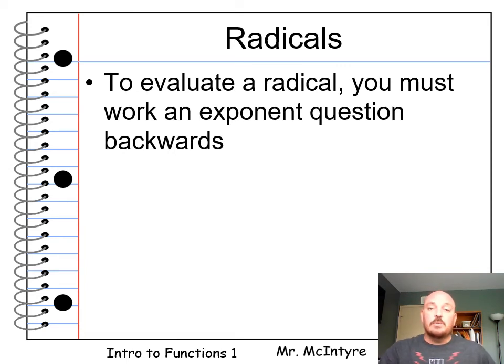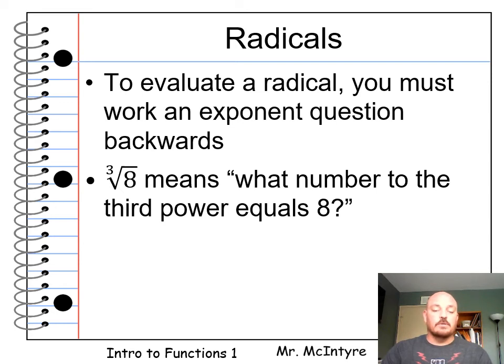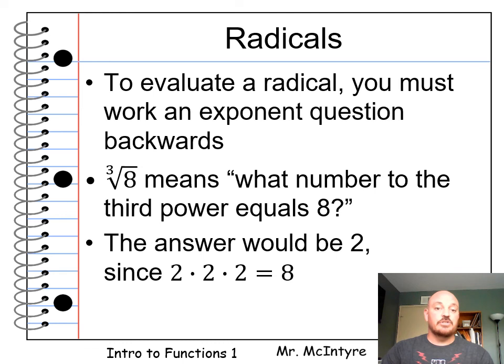So when it comes to evaluating a radical, what you have to do is take an exponent question and work it backwards. For example, if I asked you, what is the cube root of 8, or the third root of 8? Then really the question I'm asking you is, what number to the third power equals 8? Or I'm saying there is some number where if I multiply it by itself, the answer would be 8, and you have to figure out what that number is. It turns out for this example, the answer is 2, because 2 to the third power, or 2 times 2 times 2, equals 8.